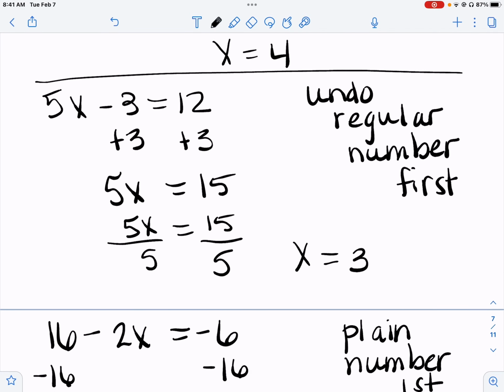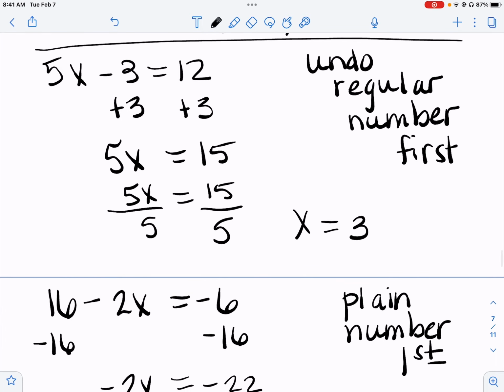5x minus 3 equals 12. You undo the regular number. So we undo subtract with add. 12 plus 3 is 15. The minus 3 and plus 3 cancels. 5x equals 15, so we divide by 5 on both sides, and we get x equals 3.